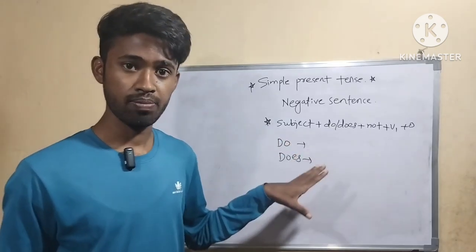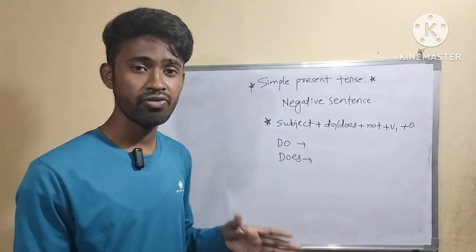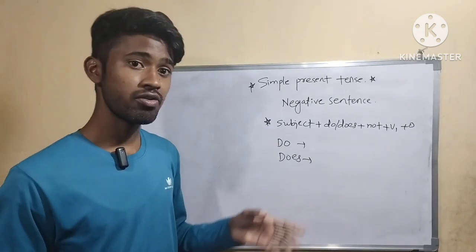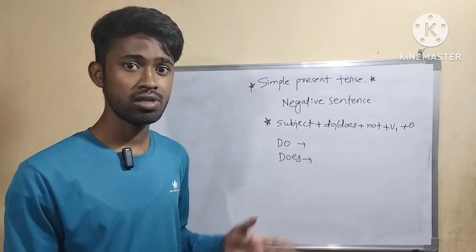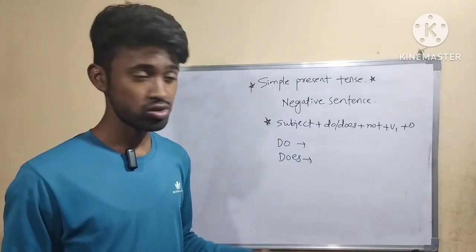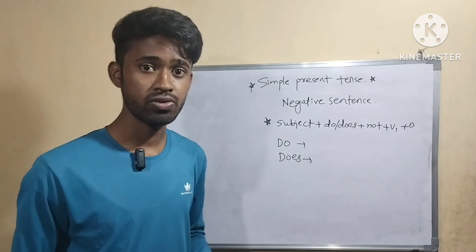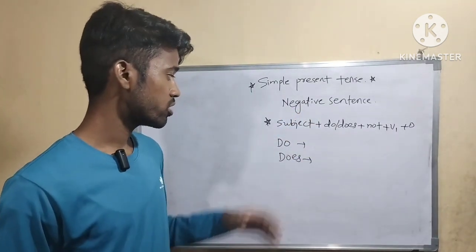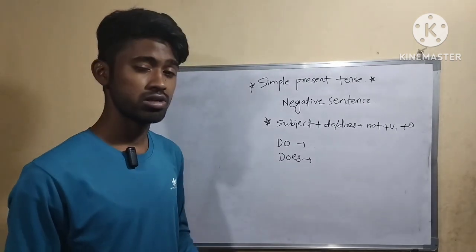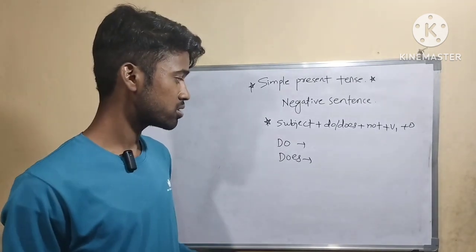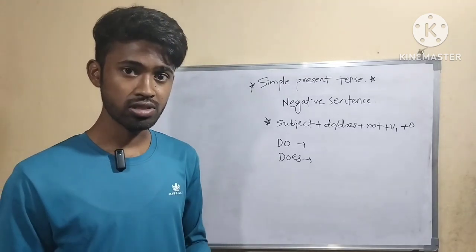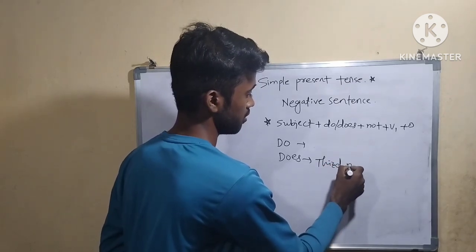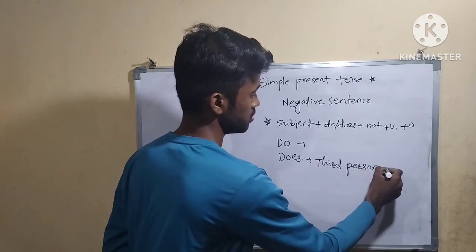In positive there is no helping verb. If you see, subject plus first form of verb plus object is the structure of a positive sentence in simple present tense. But when you come to the negative sentence in simple present tense, you will see do or does. So you have to use these helping verbs. Otherwise you can't form negative sentences in the simple present tense. So first see when we have to use do and does. Whenever the subject is third person singular, we have to use does.